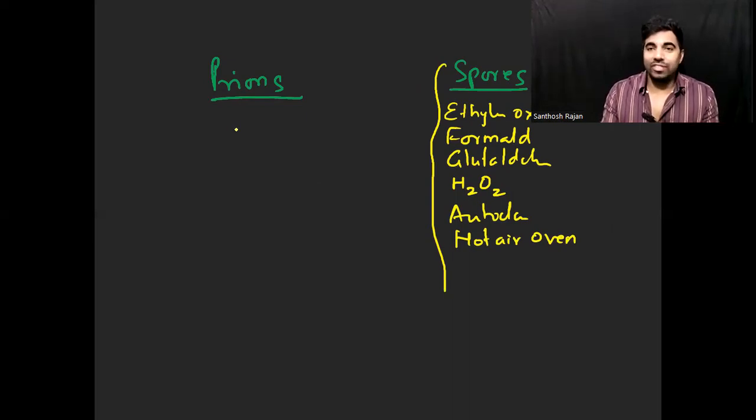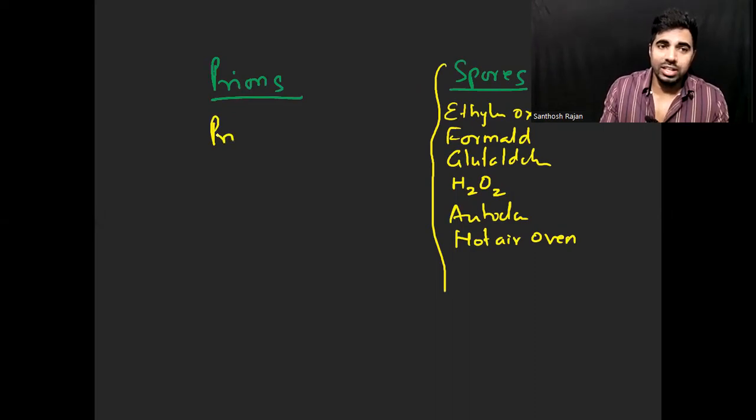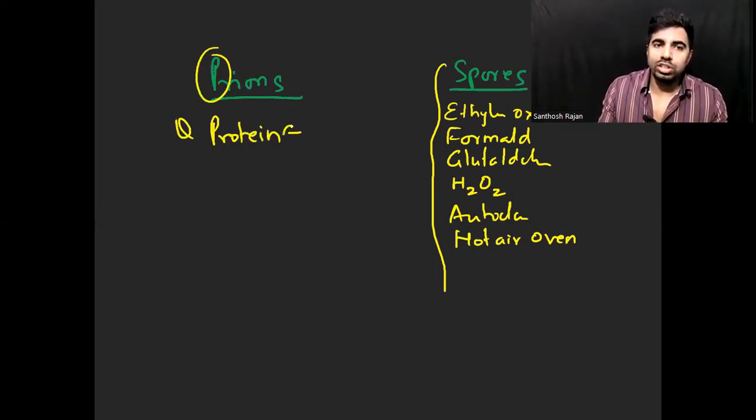But prions, it's difficult. Even with these, you can't kill it. Prions are very highly resistant because they are protein material. There is no DNA. Remember this question: prions are only protein, no nucleic acid. No nucleic acid. That's important.